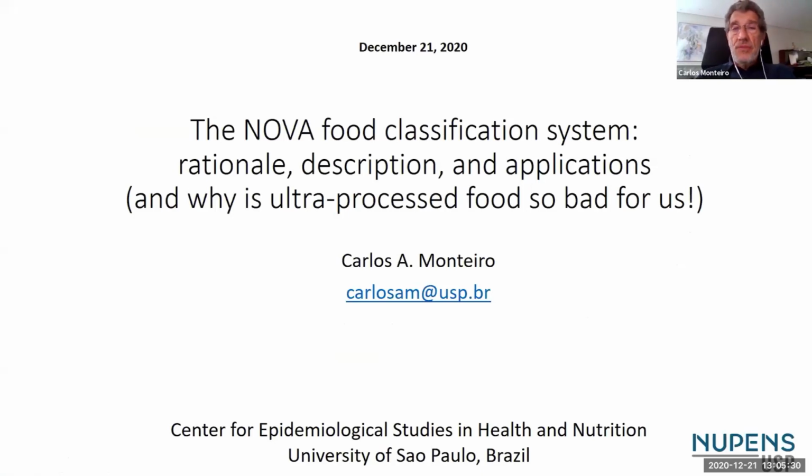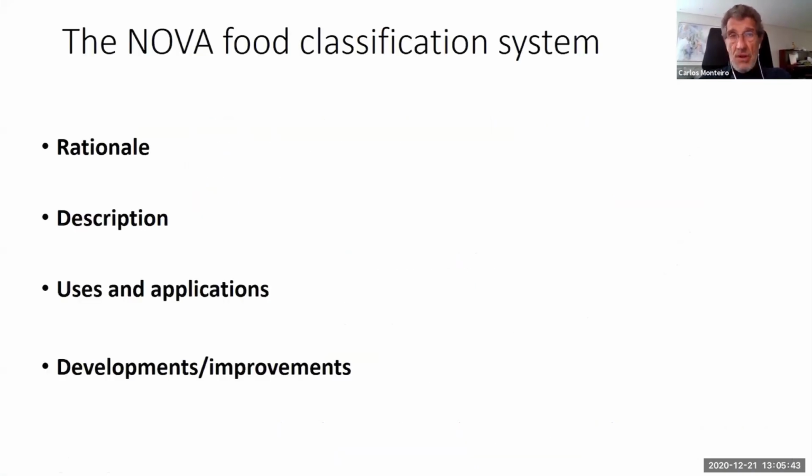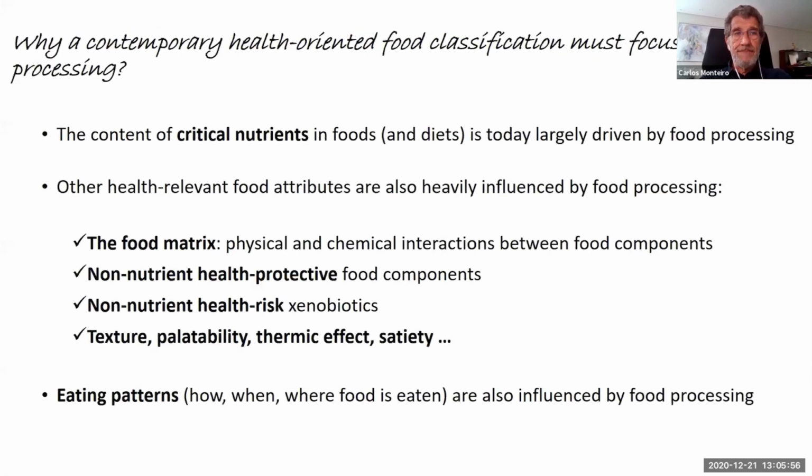Today, I'll talk to you about the NOVA food classification system, and also I'll explain why ultra-processed foods are bad for us. I'll start with the rationale for NOVA, why NOVA was developed. Then I'll describe it briefly, some of its uses and applications, and some developments and improvements. So first, the rationale. Why in the 21st century do we need a food classification system focused on food processing?